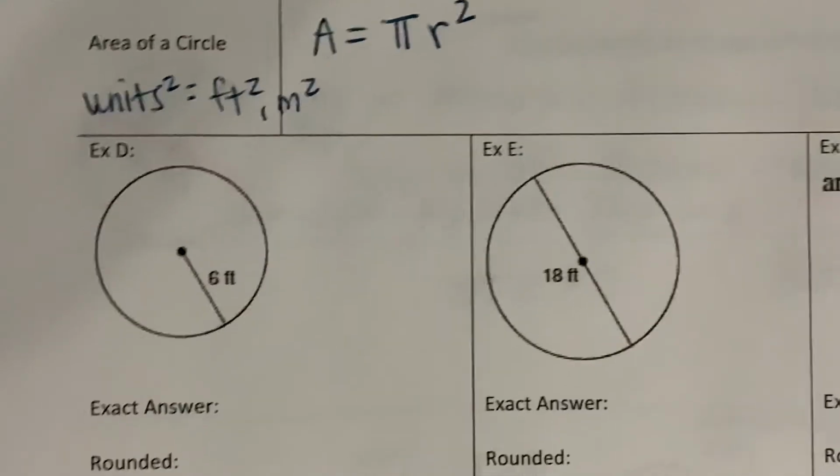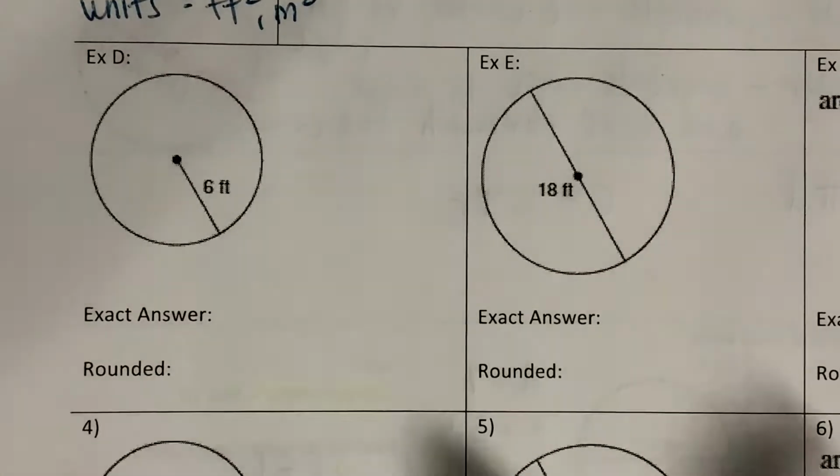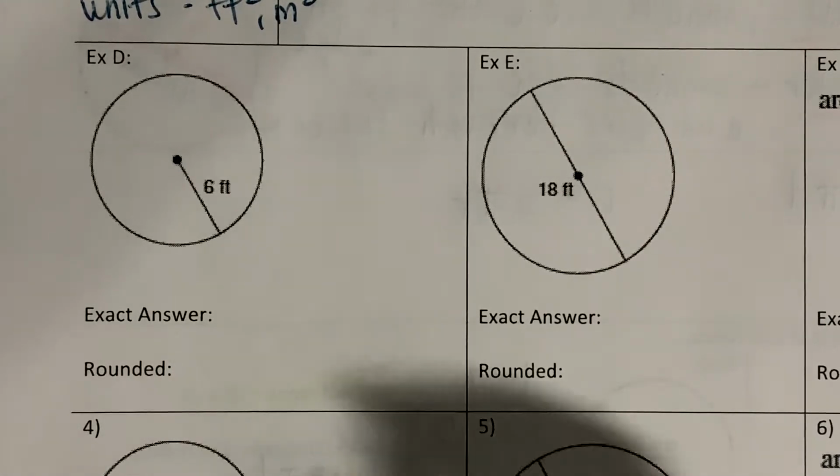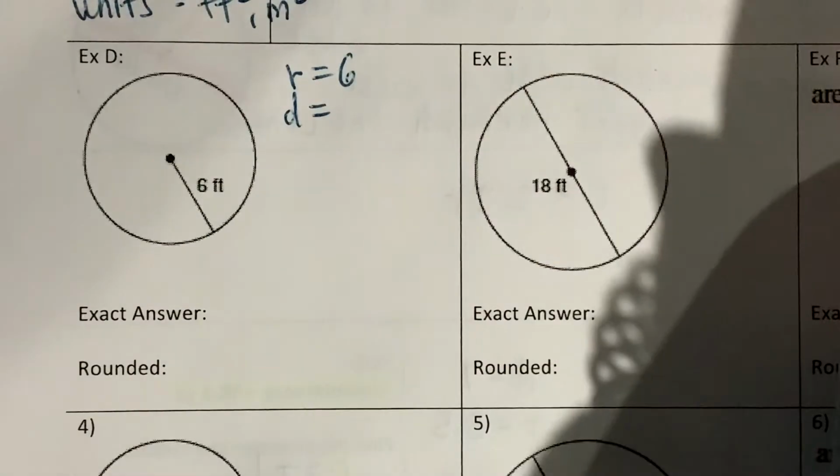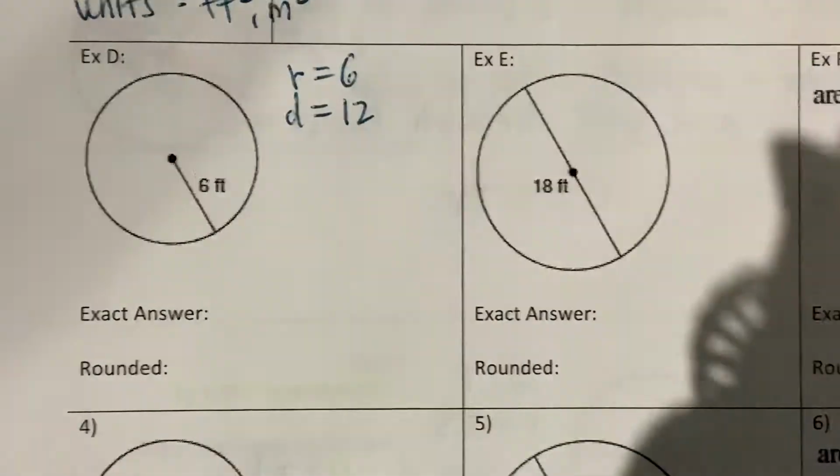And let's take a look at example D. So in example D, we're now finding area. And we can make a note. It's always good to notice what's your radius, what's your diameter. It's good practice. So my radius here is 6. That means my diameter is twice my radius, or it's 12.